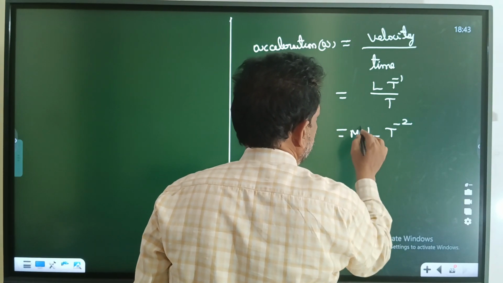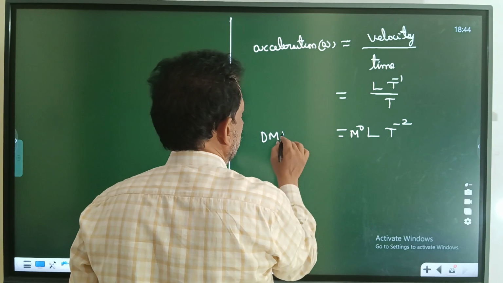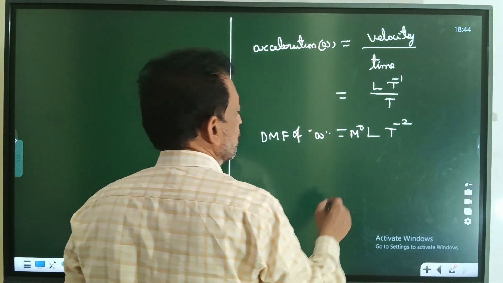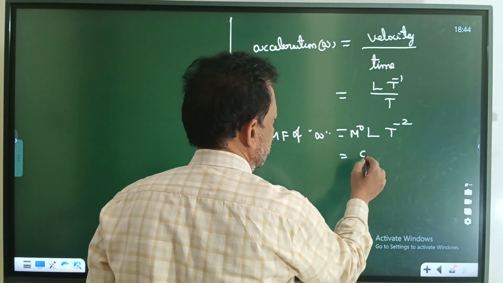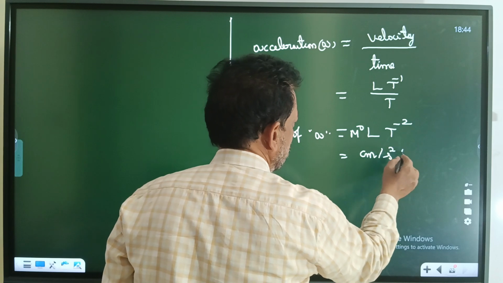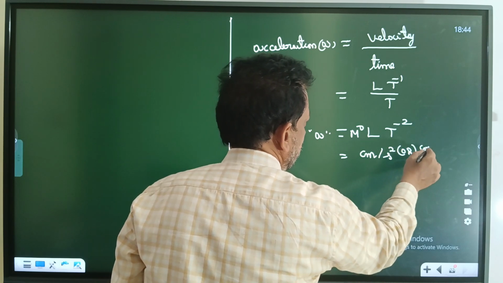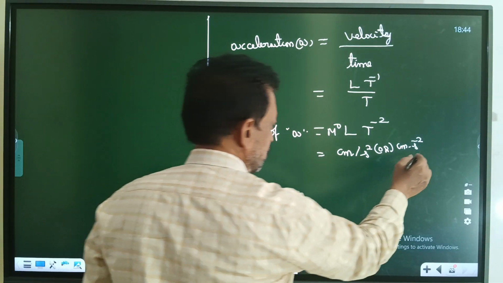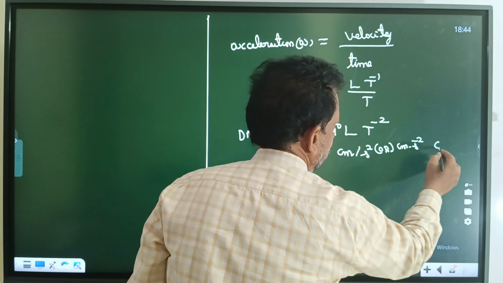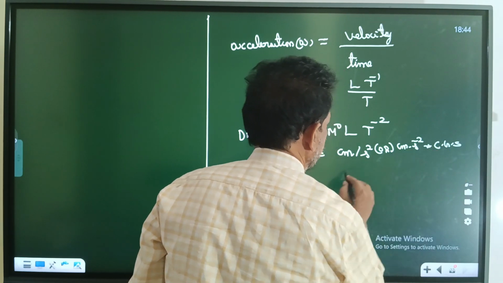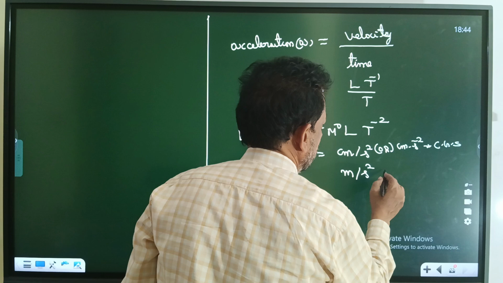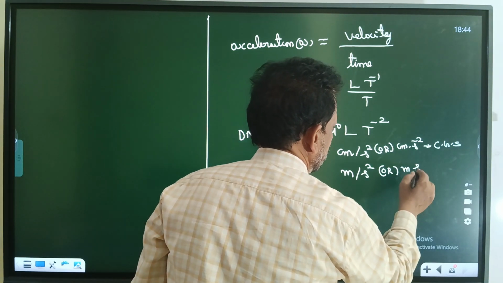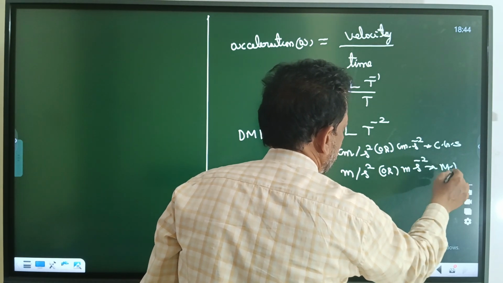What about the mass? Unit mass. We call it the DMF of acceleration. So what is the unit? Centimeter per second square, or centimeter second raised to minus 2, in the CGS system. Meter per second square, or meter second raised to minus 2, we call MKS or SI.